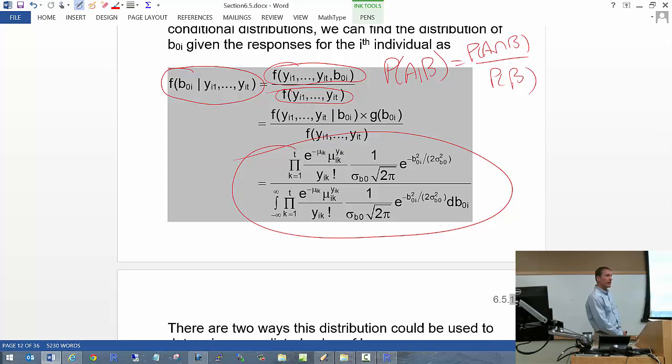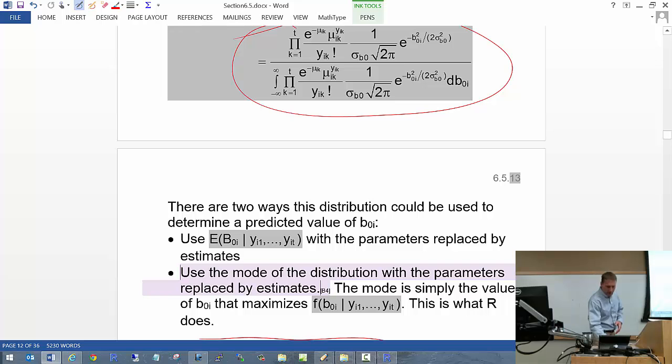So how can we use that to predict what B should be for a particular person? Well, one place to start is maybe with an expected value. What's the mean of B_0i? That seems like a reasonable way to predict the effect for person i. So we could do the expected value.